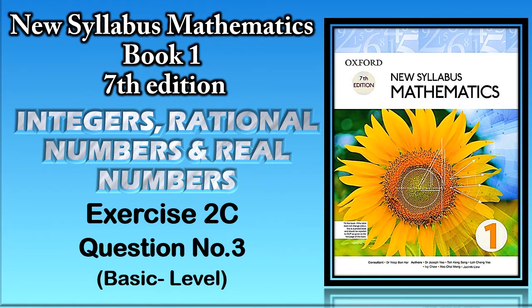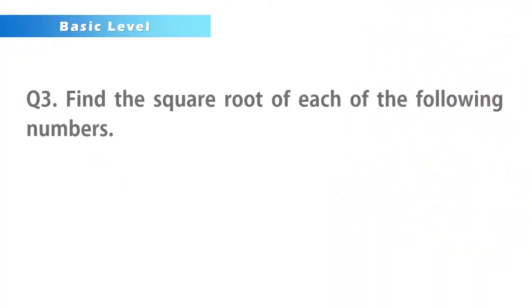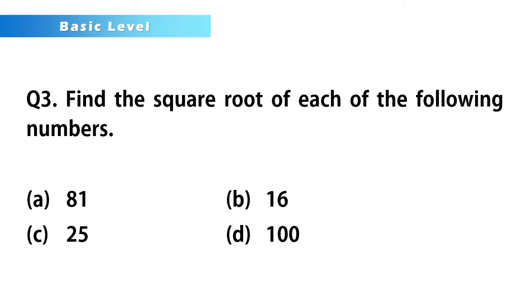New Syllabus Mathematics Book 1, 7th edition, Chapter 2, Integers, Rational Numbers and Real Numbers, Exercise 2C, Question number 3, Basic Level. Question number 3. Find the square root of each of the following numbers.